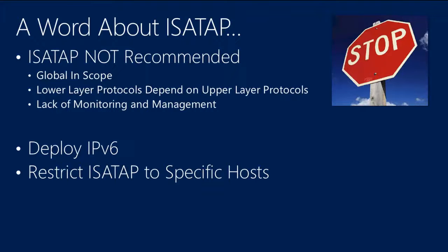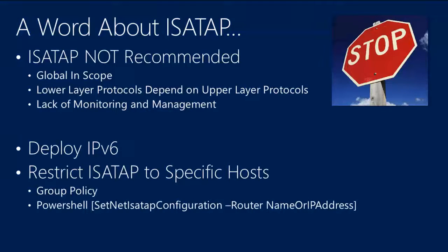So what we have found is it's a much better alternative to light up ISATAP only for those hosts who need it, and then leave it off for everybody else. There's a couple of ways to do that. You can do that through group policy, which is a real quick and easy way. There's some documentation on the internet about that. You can use PowerShell: Set-ISATAPConfiguration -Router, and then the name or the IP address that's assigned to the internal network interface of your DirectAccess server, and that will work for that individual host.